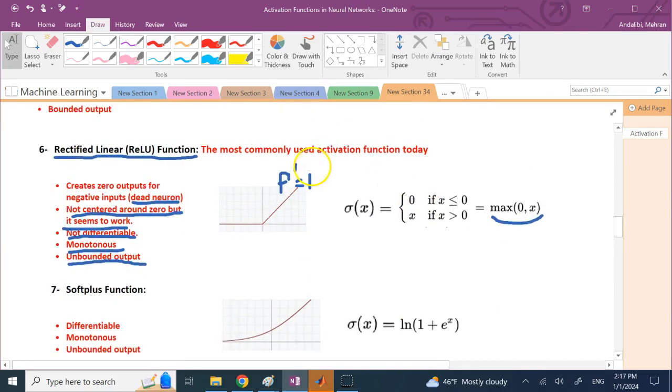Okay, so going back now, so this is a good function. It's nonlinear. That's good.